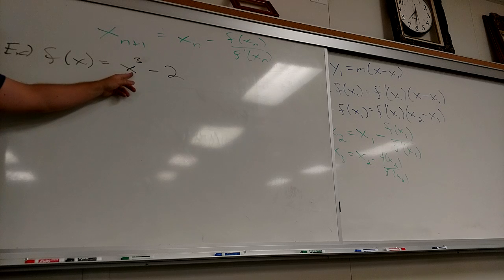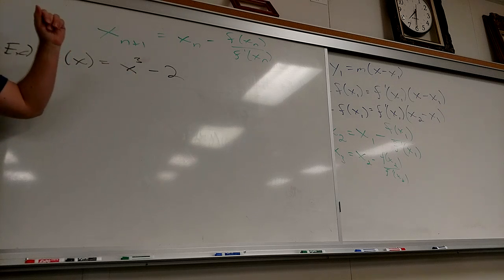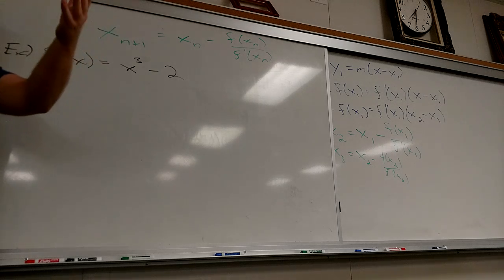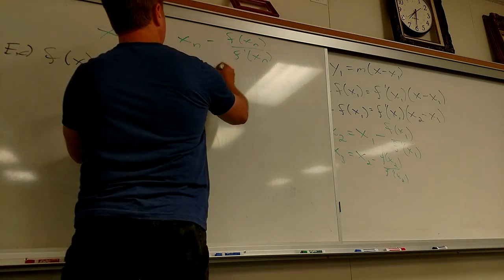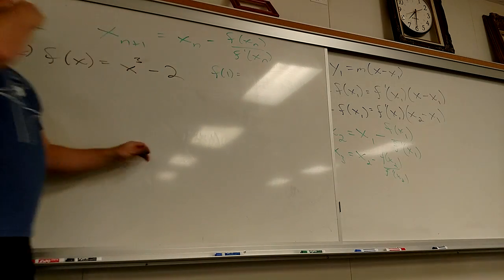Is the intercept going to be more or less than 1? A little more than 1. Does that make sense? Are you guys with me? Because here, what's f of 1? What's f of 1?